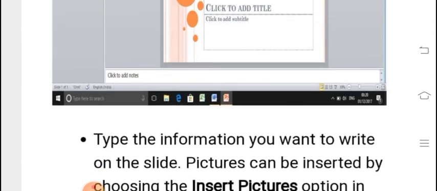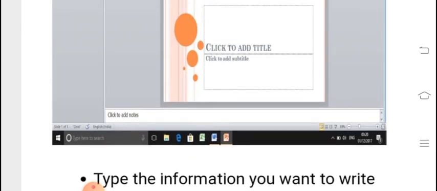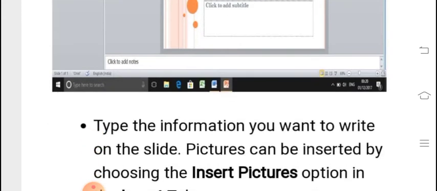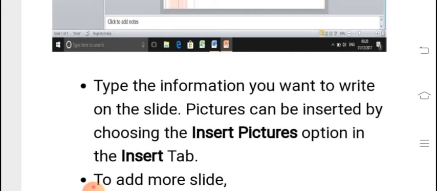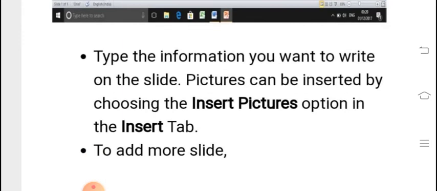Type the information you want to write on the slide. Whatever you want, click over here, click to add title, and you can type the information which you want. If you want to insert a picture, you can do the same. Also, pictures can be inserted by choosing insert picture. The option is there of insert picture. You can click on insert picture and you can select the picture.